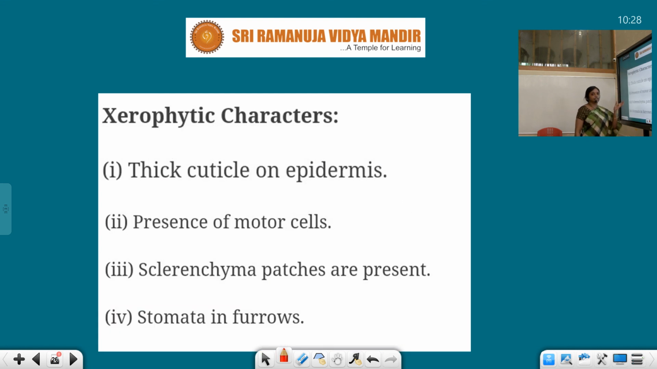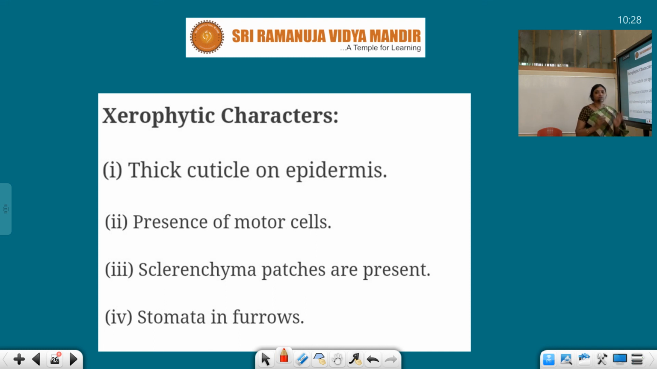And what are the xerophytic characters? If the leaf is xerophytic, then a thick cuticle is present. In a xerophytic leaf, a thick cuticle is present, motor cells are present, sclerenchymatous patches are present, and stomata are in furrows. We can observe stomata in furrows in the ridges also.